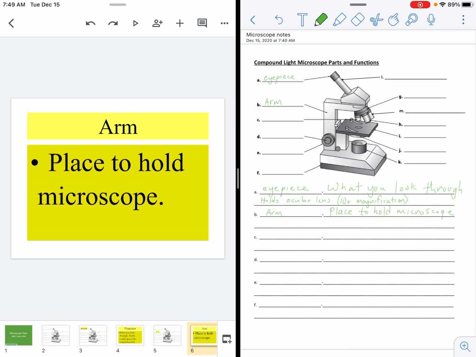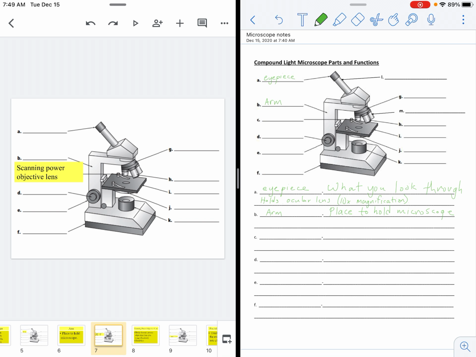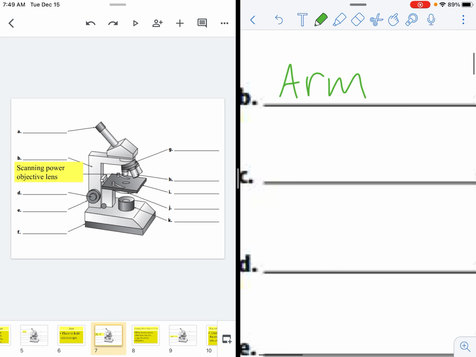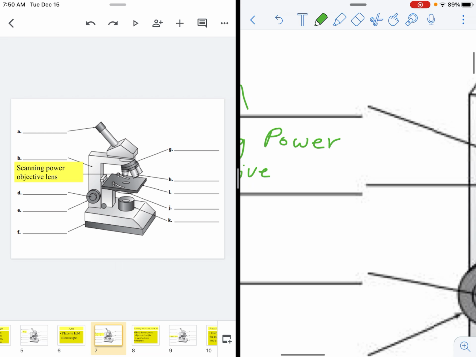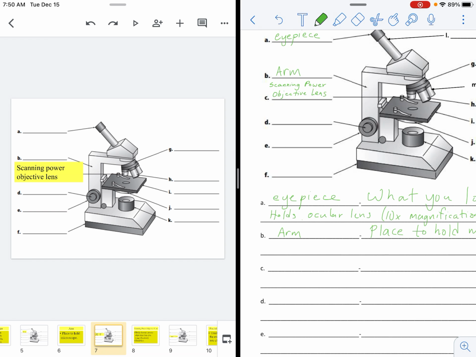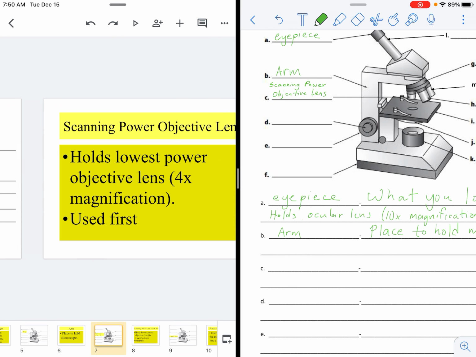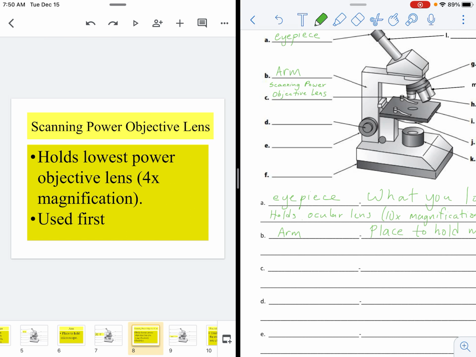Next, we're going to go to letter C, and that is called the scanning power objective lens. So that's a really long name. You're really going to have to zoom in or use a small text box. The function of your scanning power lens is just simply going to be that it's the lowest power objective lens. It has a 4 times magnification, and you always use this first.